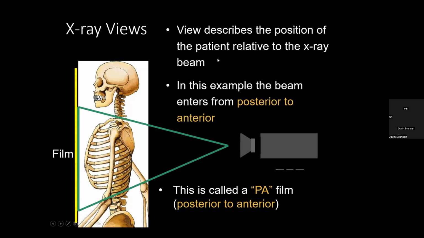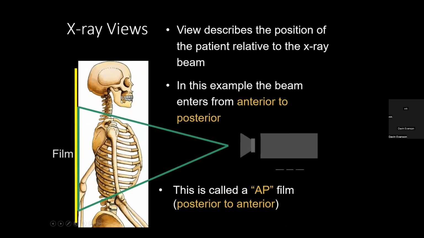The view describes the position of the patient relative to the X-ray beam. So when you do a chest radiograph, it can be done one of two ways. This is a PA radiograph, which we prefer if the patient can stand. The X-ray beam is going posterior to anterior. Their chest is pressed against the cassette. So a PA radiograph, as opposed to an AP radiograph.